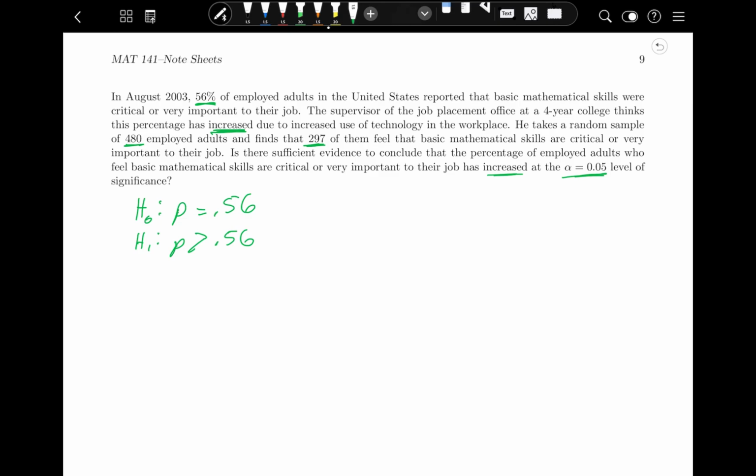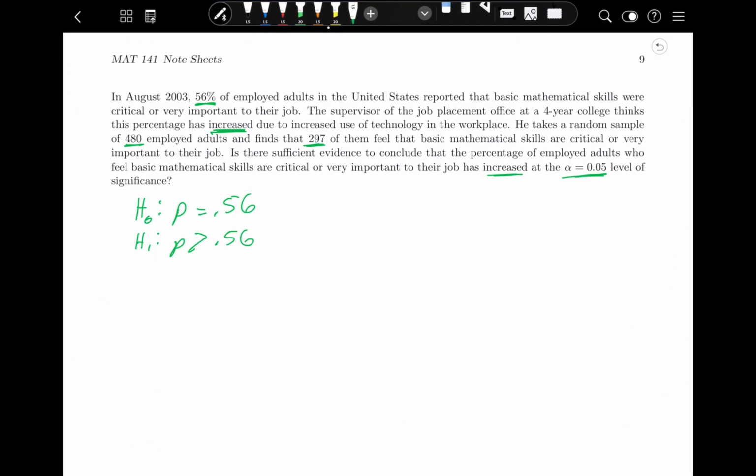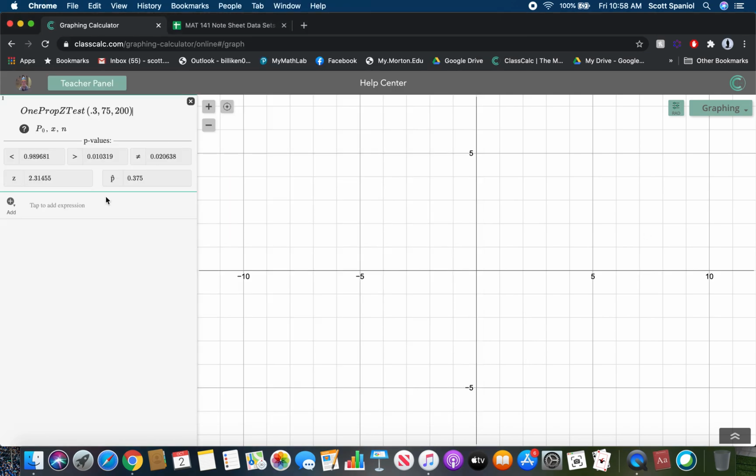And once again, you don't necessarily need to know what that is to run the hypothesis test. You need that to know which one of the hypothesis test results I am going to use. So in this case, that's greater than. And then we need x, n, and alpha to be able to run the test. So our x is 297 and our n is 480. And so now we can run the hypothesis test.